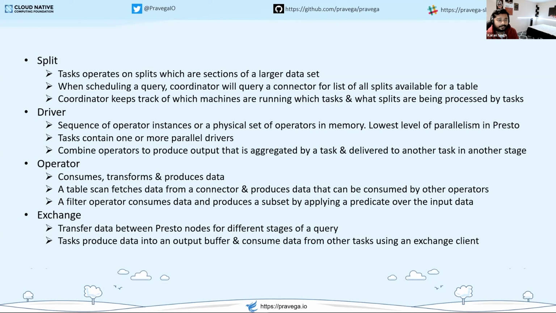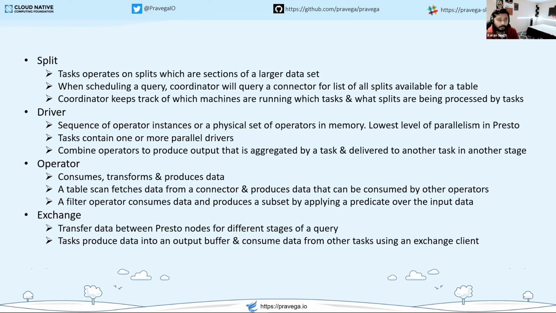Each task, as stages are defined in tasks, will contain one or more parallel drivers, which will then combine operators to produce output that is aggregated by a task. And this output aggregated by a task is then delivered to another task in another stage. So we have stages, we have tasks, and we have drivers.